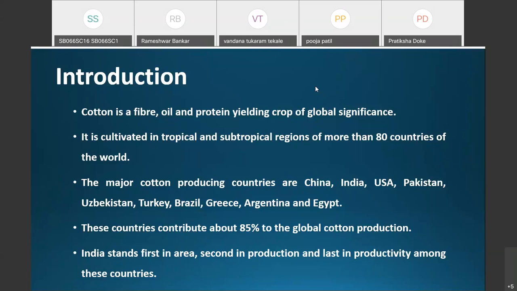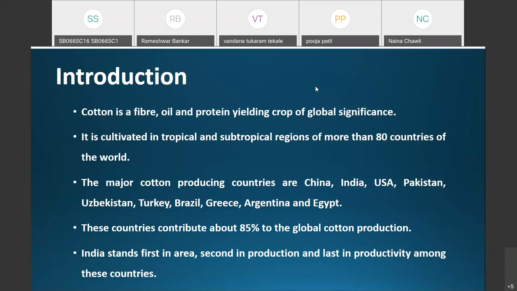That's why it is very important to develop cotton varieties to improve the production and the productivity in India. That's why we are discussing the hybridization program in cotton. India stands first in area, second in production and last in productivity among all these countries.